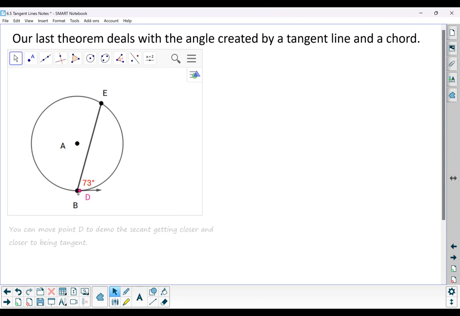So if the angle right there between the tangent and the chord is 74 degrees, which I can't get it to land on, but that's exactly 74 degrees, then the arc would be 74 times 2, 148.